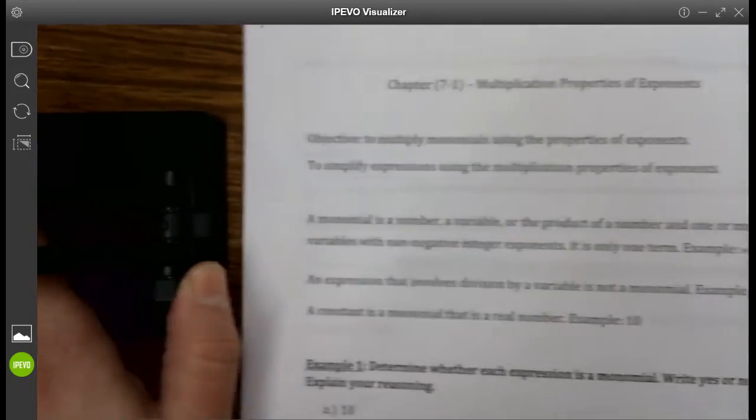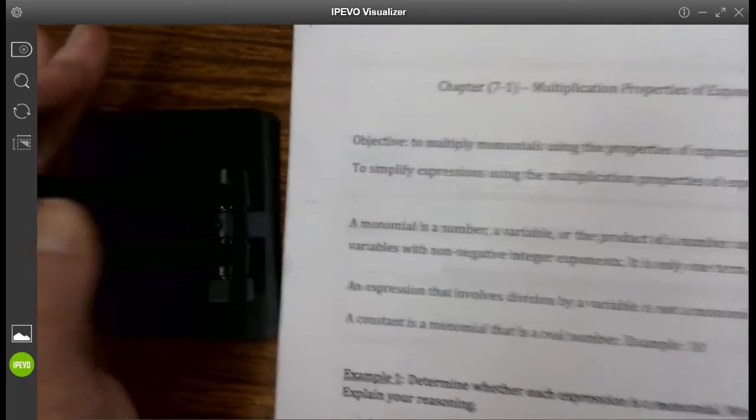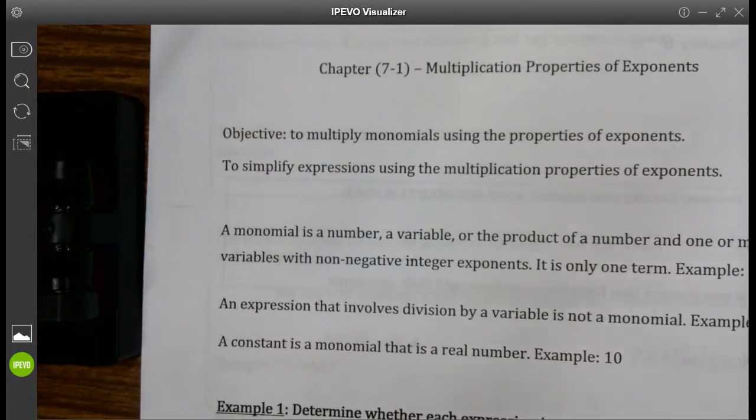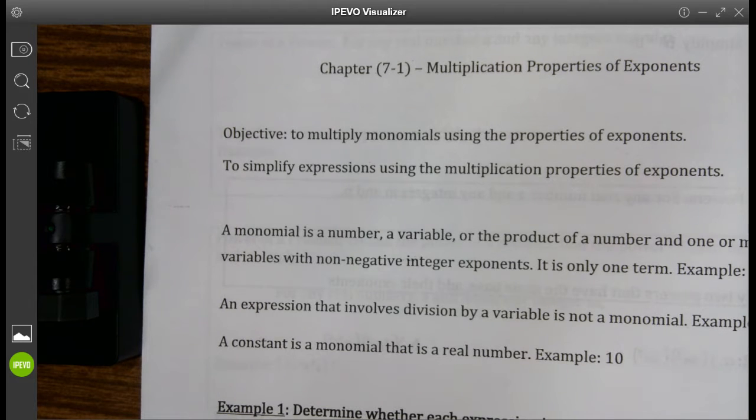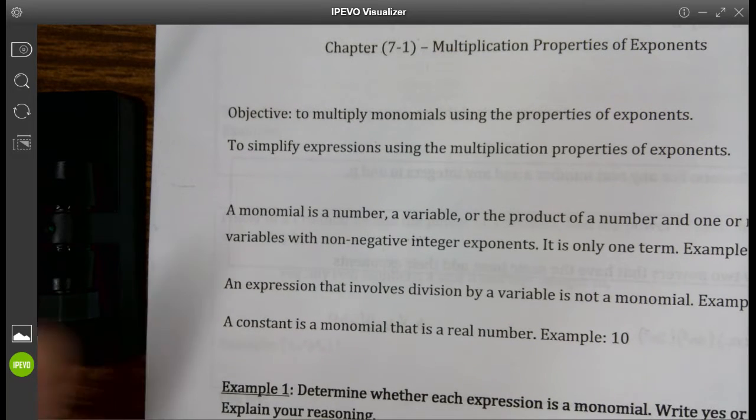We are in Chapter 7, Section 1, Multiplication, Properties of Exponents. So we're going to multiply today. Our objective is to multiply monomials, you'll figure out what that is in a minute, using properties of exponents, and we're going to simplify expressions using multiplication properties of exponents.